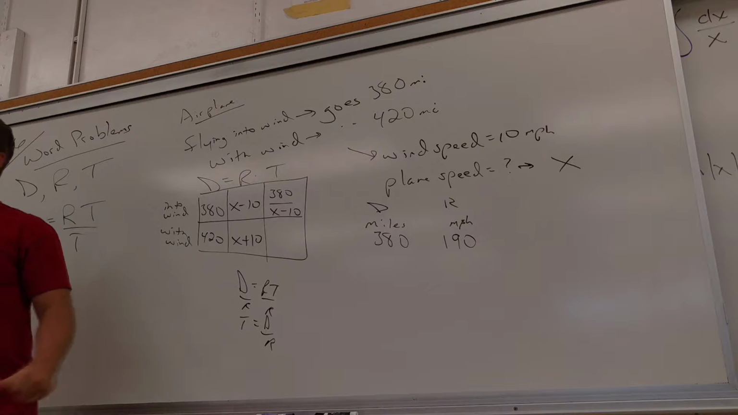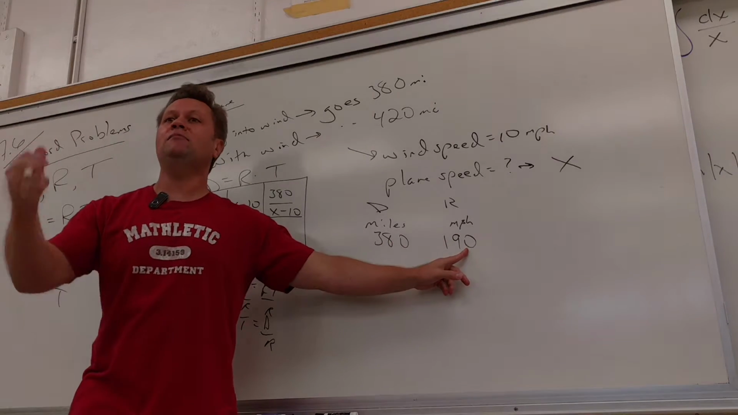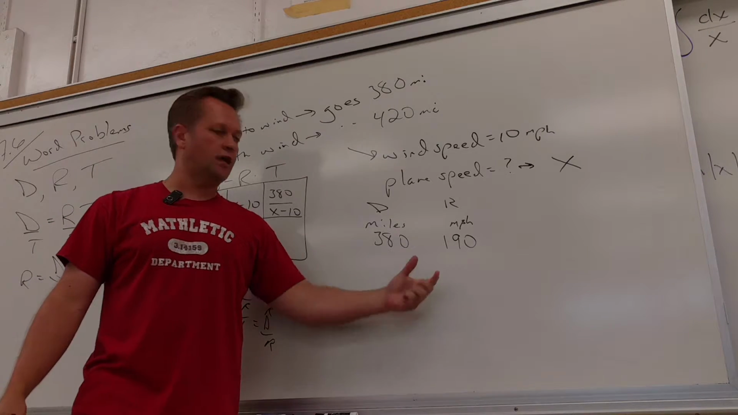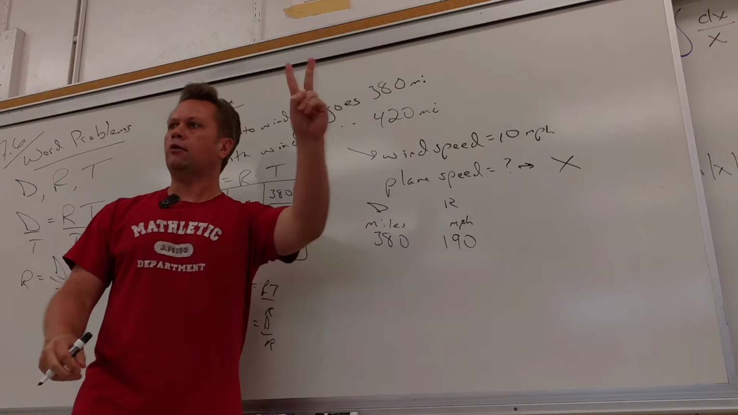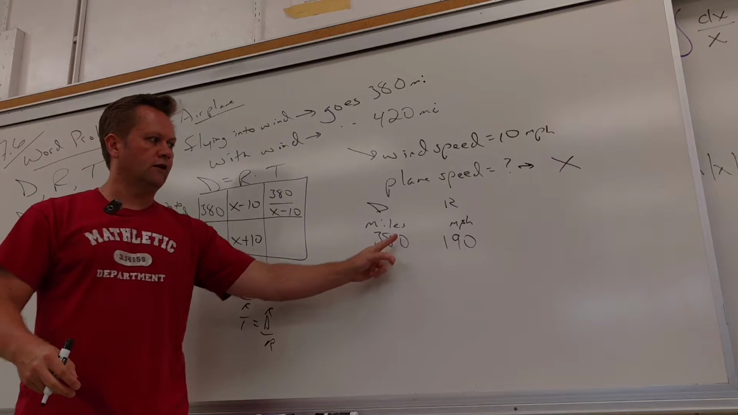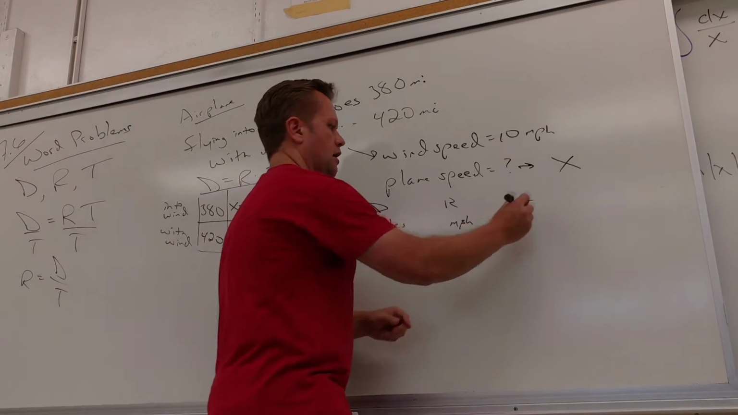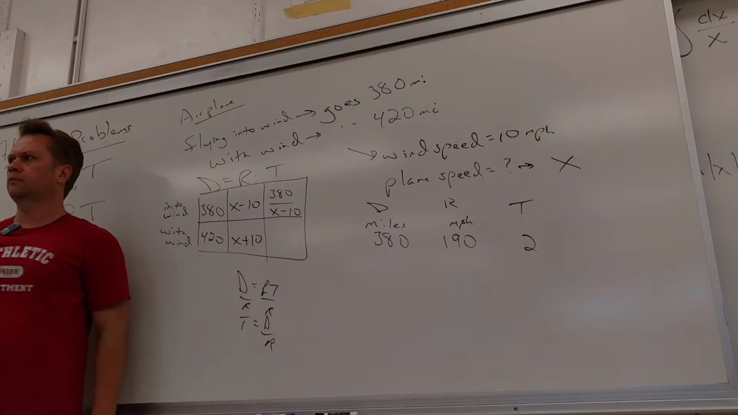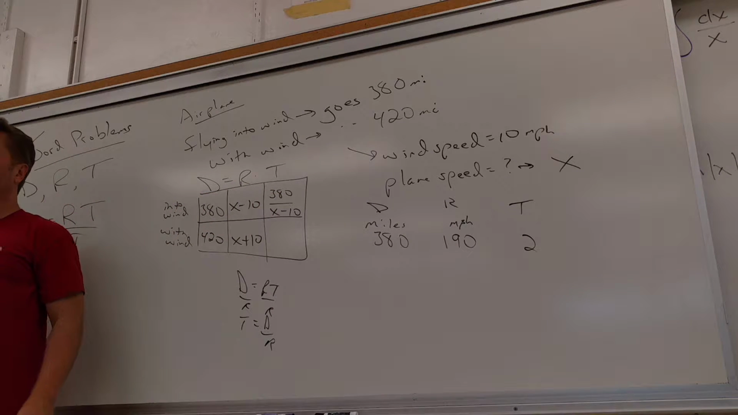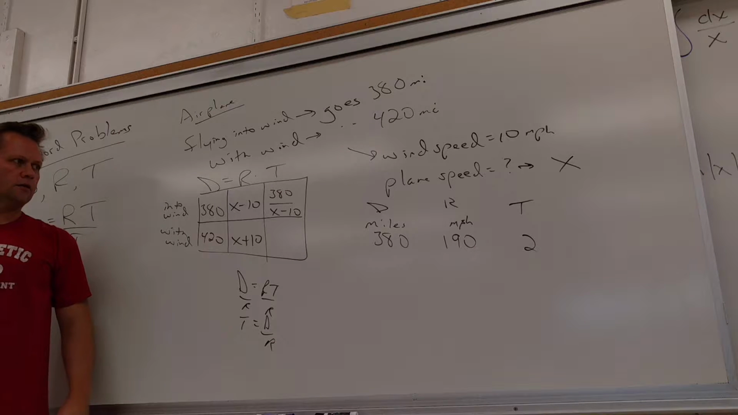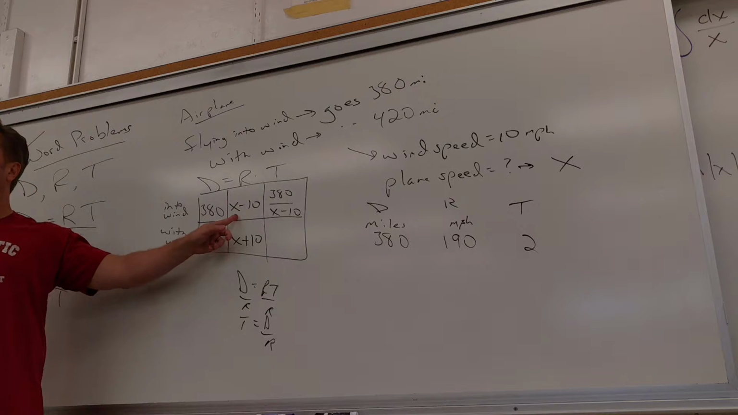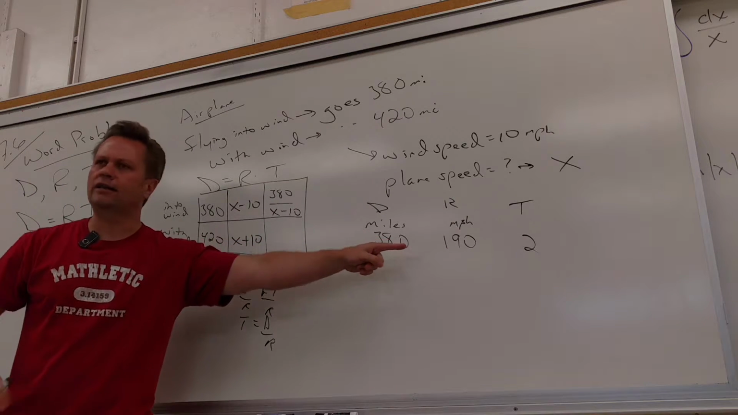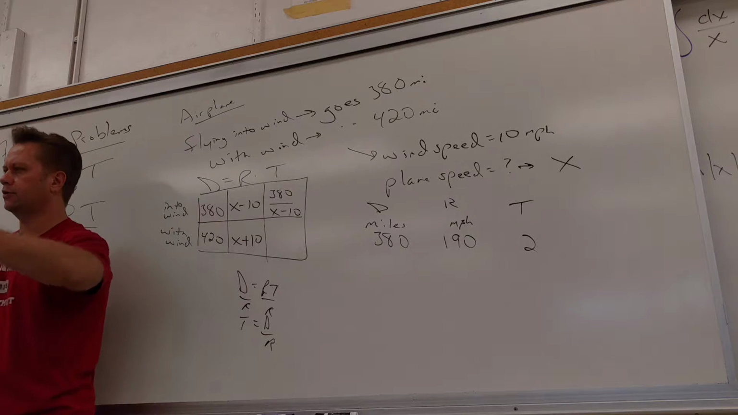Two hours. Yes, it goes 380 miles. It's going 190 miles per hour, so every hour it goes 190 miles. So how many hours would it take to go 380? 2 hours. So that divided by that gives me time. So if x were 200, do you see how that would be that situation there? So that's not coming out of nowhere. That's just me giving myself a number so I can see what's going on.